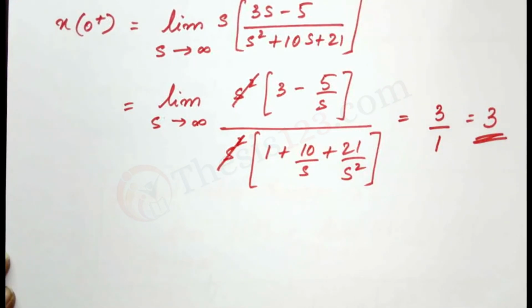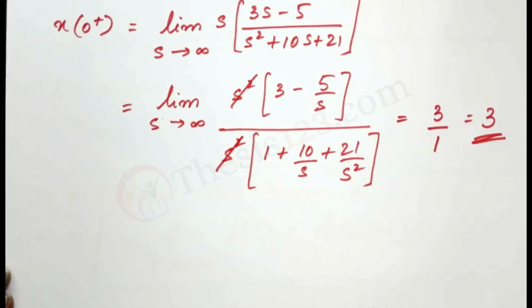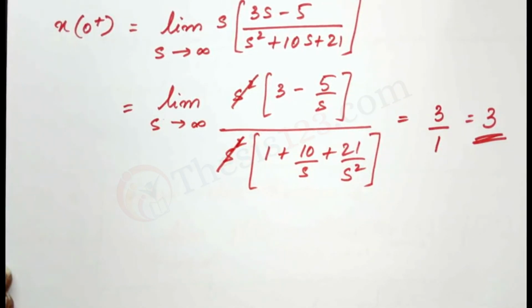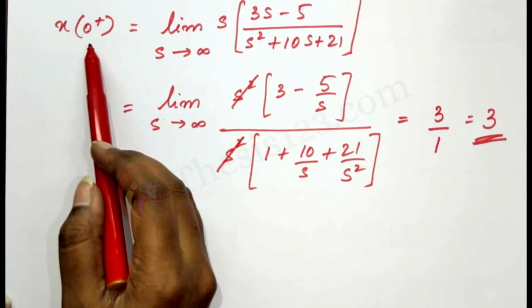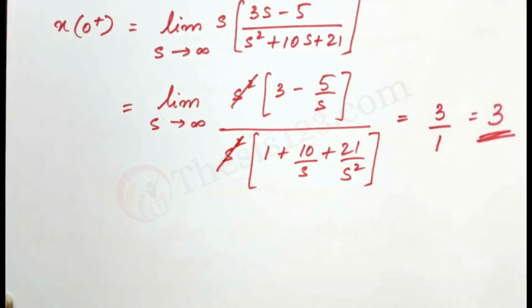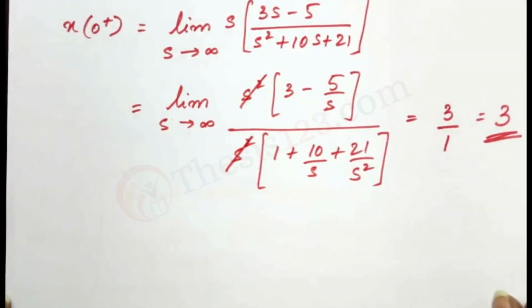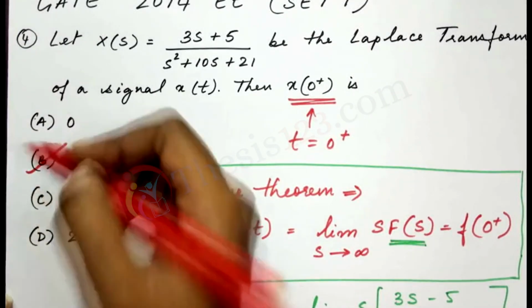So for this question, the initial value theorem gives us the answer of 3 at the initial value of 0+. So that matches option B. Well, I hope this has made sense.